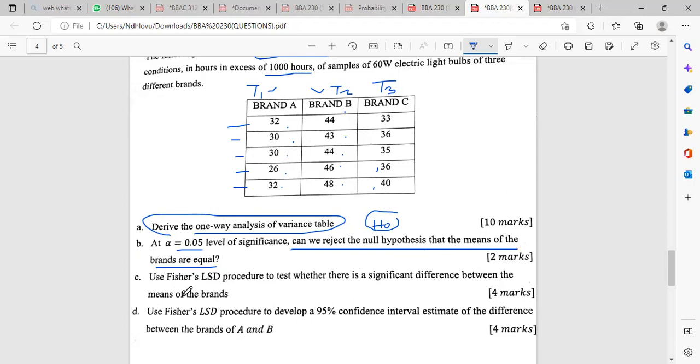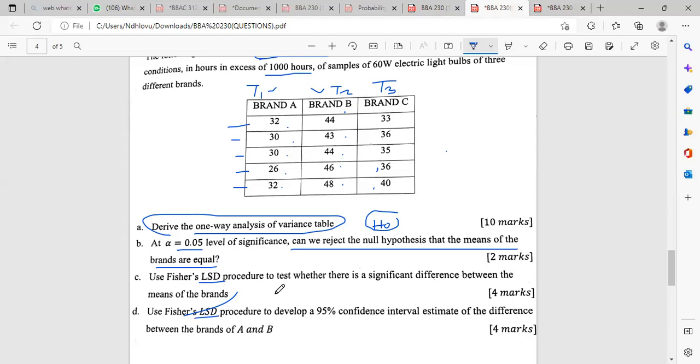Again, we get into the Fisher procedure for the confidence level. The Fisher simply means the least significant difference. That is the meaning of the short abbreviation LSD. That is the least significant difference. Least significant what? Difference. That's what it means. Even here, least significant difference.